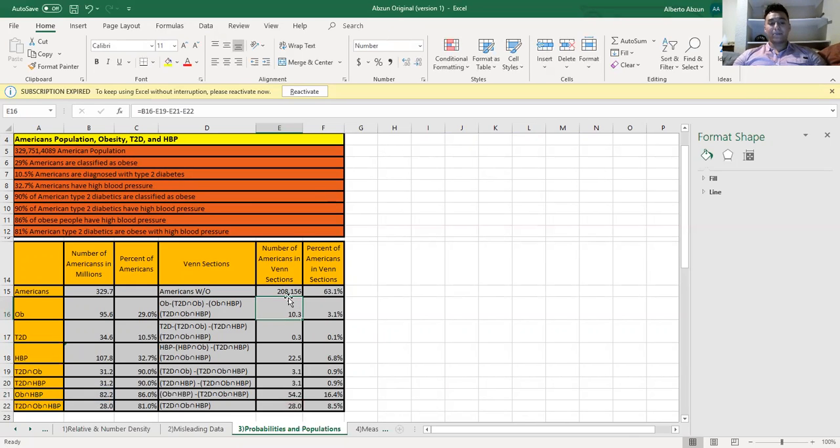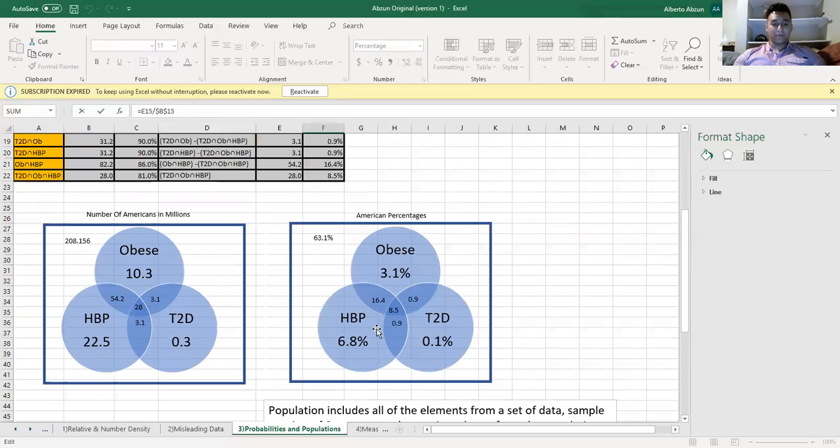To find out how many Americans have none of these risk factors, health factors, I'm sorry, we found the sum. We got the sum of 329.7 million, and then we subtracted the sum of all of these numbers, and we came up with a total of 208 million. And then to find the percentages in the sections, we took the number of Americans without any of these risk factors and divided by the total Americans in millions.